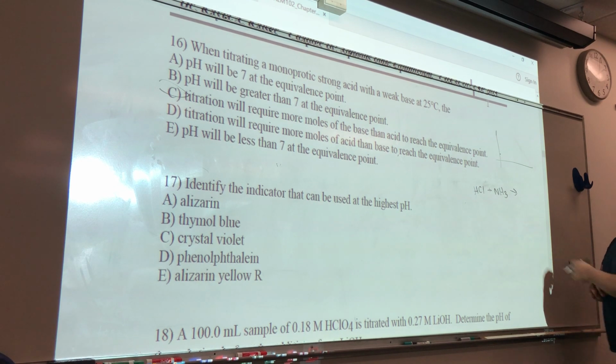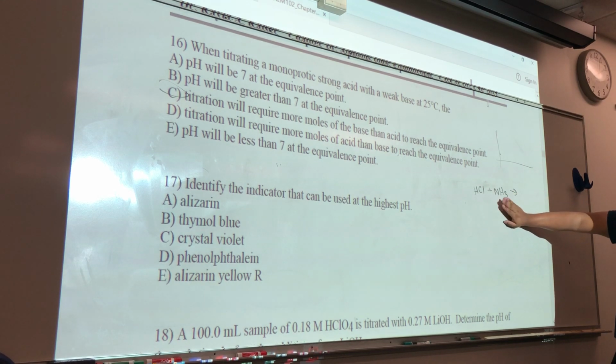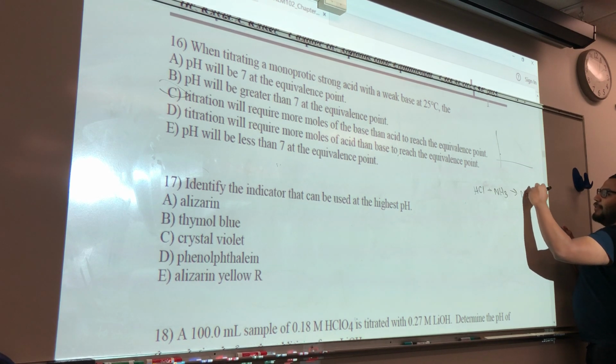Yeah. You start with a weak base, so then you'll make NH4Cl, the conjugate acid. So at the beginning all you have is this, right? You're adding a weak base to it, and at the equivalence point, yeah, NH4Cl.